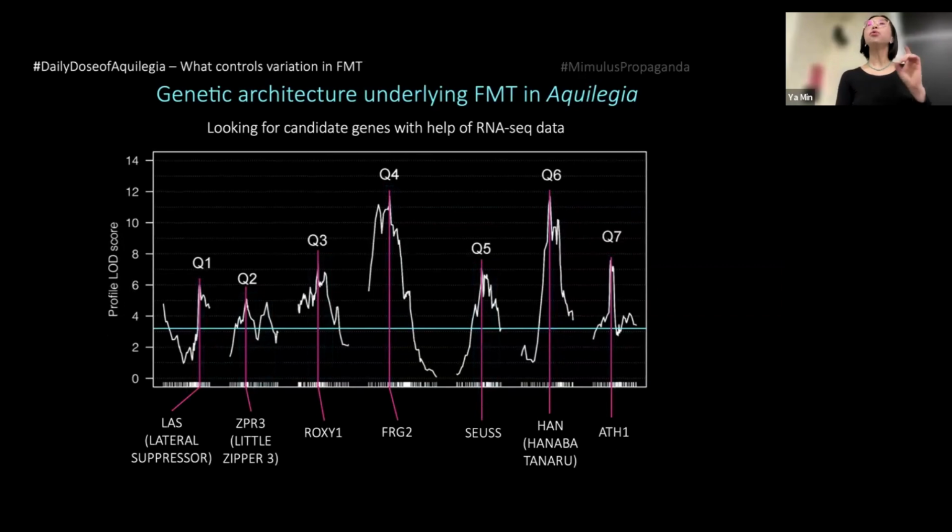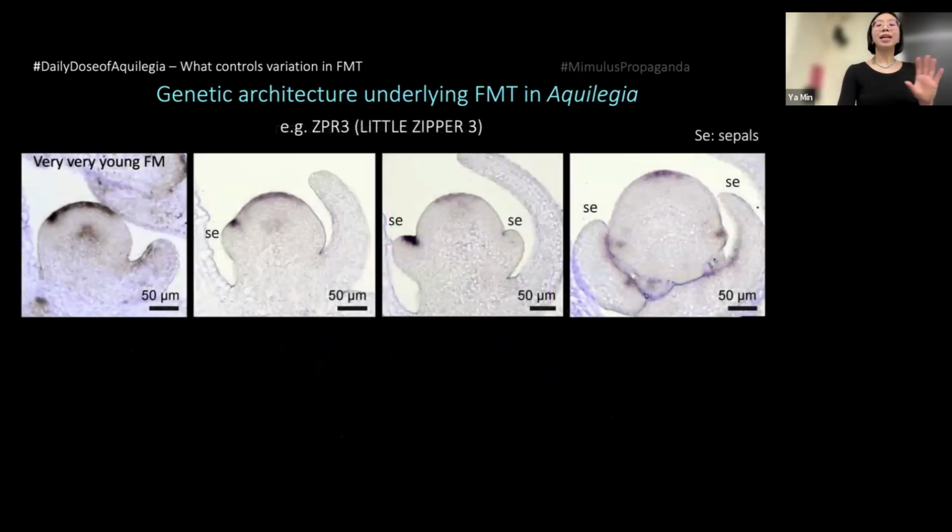And I'd like to show you one tiny example today. So this little guy, Little Zipper 3 under Q2. What we're looking at here is a series of sections of very young floral meristems in Aquilegia. All the cells stained brownish purple are the cells expressing our gene of interest, Little Zipper 3. And this is done by a technique called in situ hybridization. It tells where our gene of interest is expressed in the tissue.